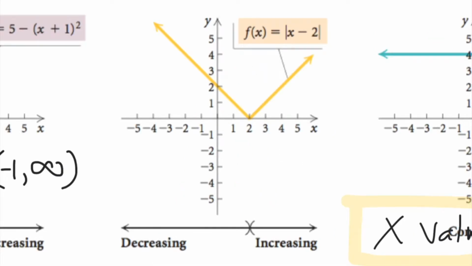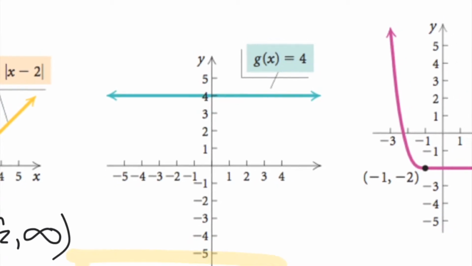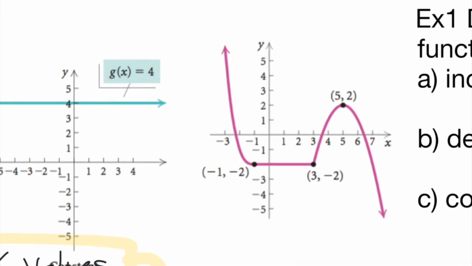Here, the function is decreasing until you get to this point and then increasing here. The way we can express that is it is decreasing from negative infinity all the way up to 2, and then increasing from 2 all the way up to positive infinity. Here, it's constant. This is a constant function because it's neither increasing nor decreasing.